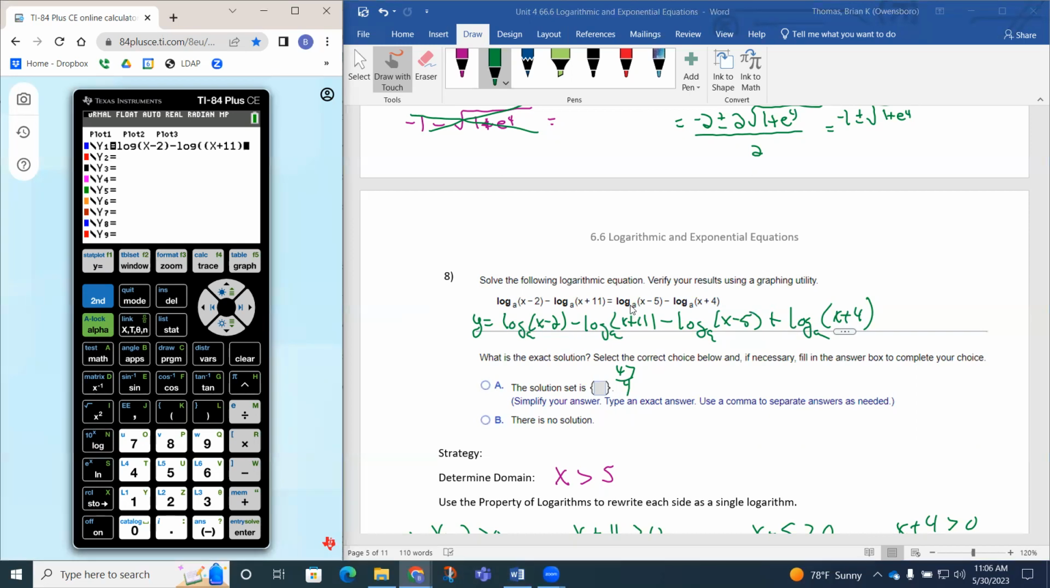And then I brought this piece over, so it's going to be now a negative. So minus, I got too many parentheses here. So minus then the log of x minus 5. That looks okay. And then plus the log of x plus 4. Oops, don't need that extra parenthesis there. So that looks okay.